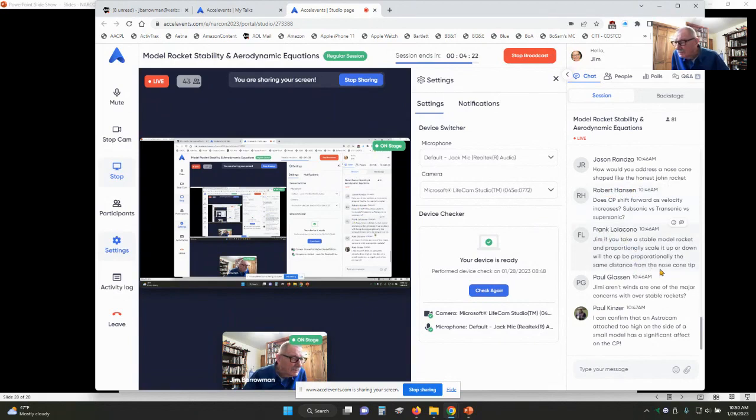Yeah, Frank, yes, exactly right, it does scale. Again, it's a function of the shape, which is the CN alpha, not a function of the size, because the size is taken into account by, for example, the normal force coefficient equation, which includes the base diameter of the nose. So your normal force is higher, but your center of pressure is the same.